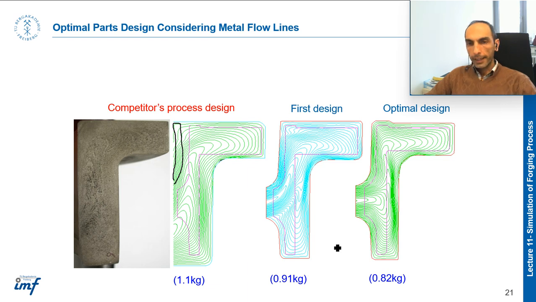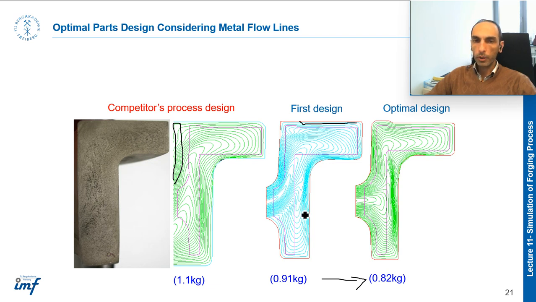And again, from this step to this, some small modification was applied, and from the second design to the third design, not only is the weight decreased to almost 800 grams, but the metal flow lines show that the quality of the product is improved.